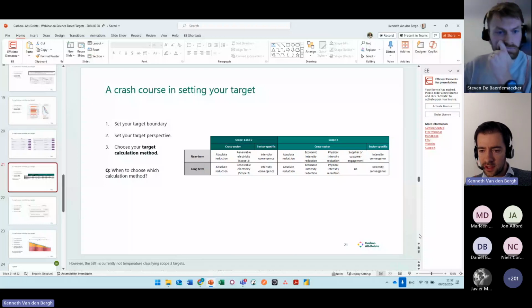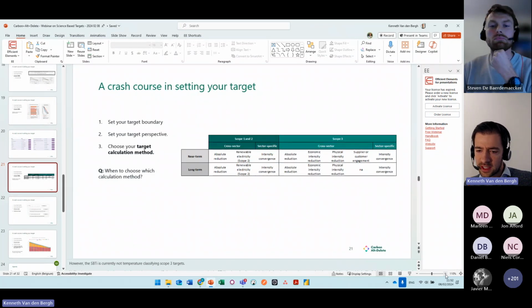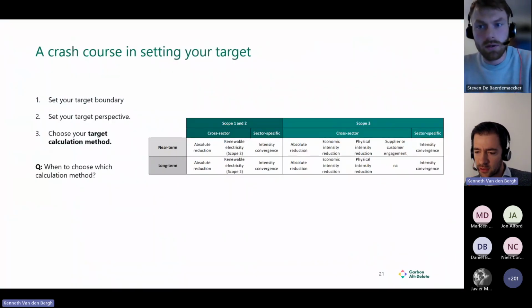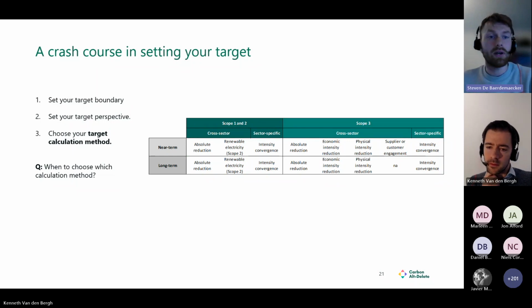Maybe one question, Steven, was on this slide on the different types of targets that you have, and to what extent you can combine them, in particular for scope 3. So for instance, to set an absolute reduction for part of your scope 3 and then a supplier target for another part of your scope 3. I don't know whether you can comment on that. Yeah, for sure. As I understand the SBTi, that is possible. So you can also have different intra-scope 3 emission targets with different calculation methods.